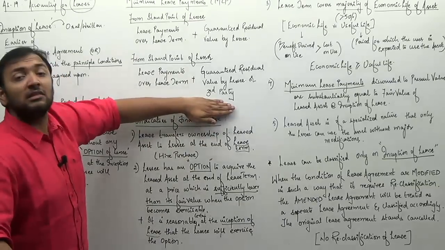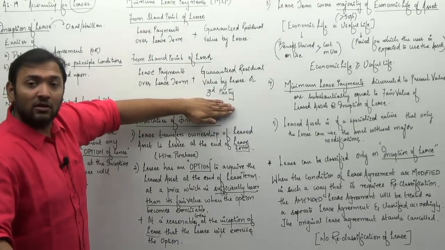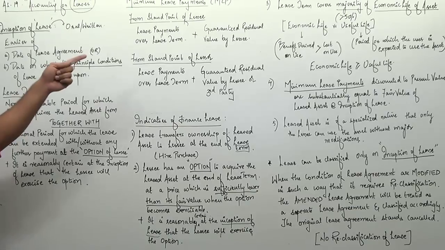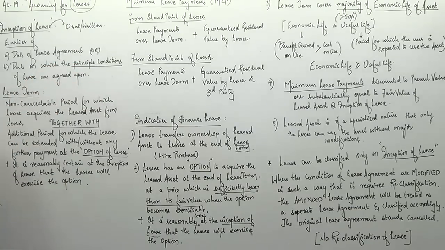Those people are called a third party to the lease contract. Got it? So either the guarantee can be from a lessee, but if the lessee does not give a guarantee, then the lessor will try to seek the guarantee from someone else, which is a third party.